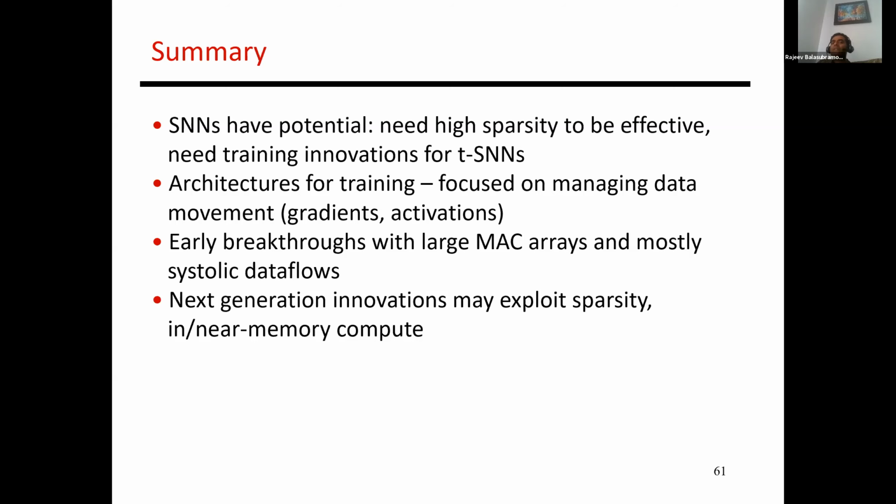I think spiking neural networks do have some potential. So if you're just starting out your PhD and you're looking for topics, I think this is a high risk, high reward topic where I think innovations in training can certainly help both the hardware and the algorithms.